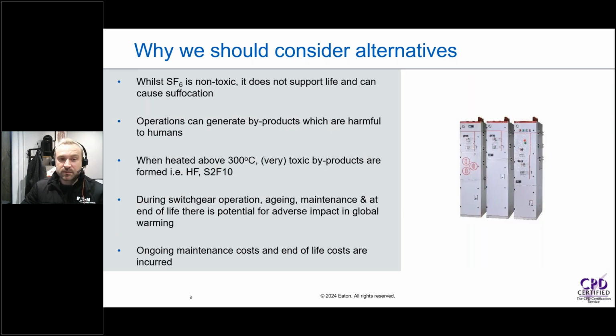With SF6 so suitable for electrical switchgear and apparently harmless because it's non-flammable, non-explosive, colourless, odourless, and non-toxic, why should we consider alternatives? Well, for a start, operations can generate byproducts which are harmful to humans. When heated above 3,300 degrees, toxic byproducts are formed: HF, S2F10. During switchgear operations, ageing, maintenance and end of life, there is potential for adverse impact on global warming, and ongoing maintenance costs and end-of-life costs are incurred using SF6 switchgear. We'll discuss these implications over the next few slides.